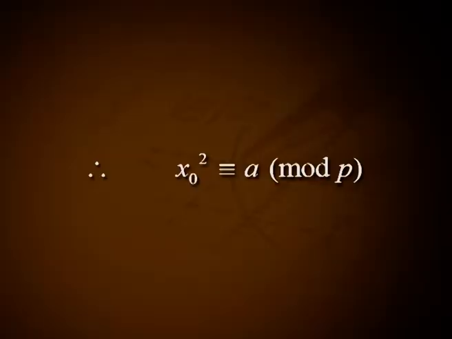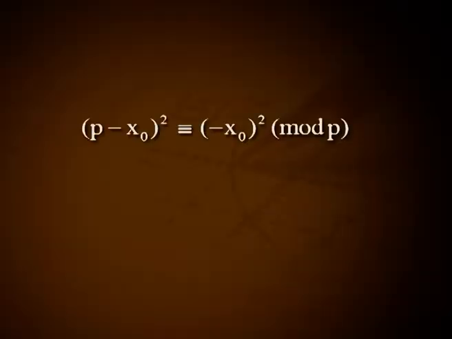Proof. 1. Since a is a quadratic residue mod p, x² ≡ a mod p has a solution, say x₀. Therefore, x₀² ≡ a mod p. Clearly, p − x₀ also satisfies the congruence, since (p − x₀)² ≡ x₀² mod p, which is congruent to a mod p. Hence, x₀ and p − x₀ are two solutions of x² ≡ a mod p.